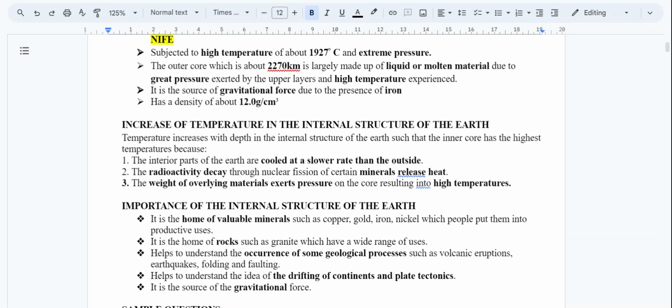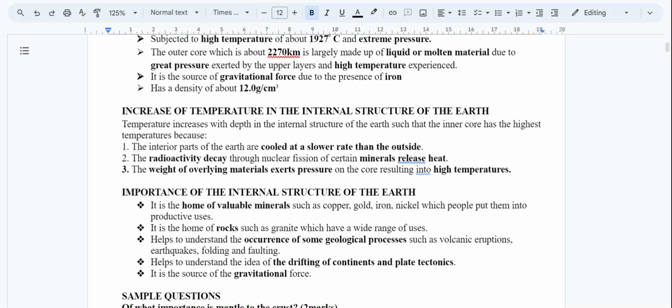Now let's come to the increase of temperature in the internal structure of the Earth. Temperature increases with depth. As we go deeper into the Earth, the temperature is rising. What are the reasons why temperature is increasing as we go down? Internal parts of the Earth cool at a slower rate than the outer part. We also have radioactive decay that releases heat from inside the Earth. Therefore, it must have high temperature.